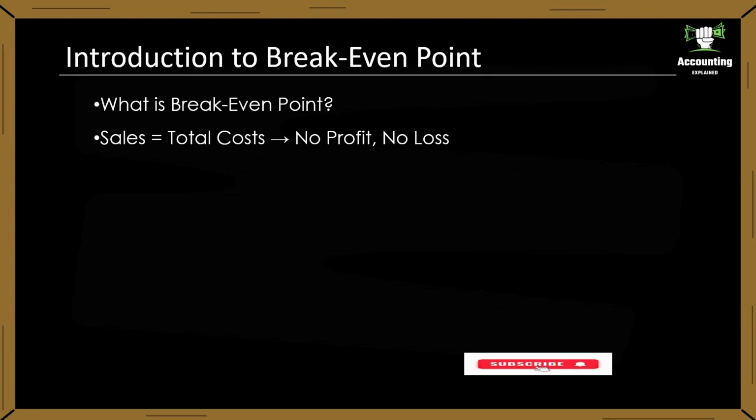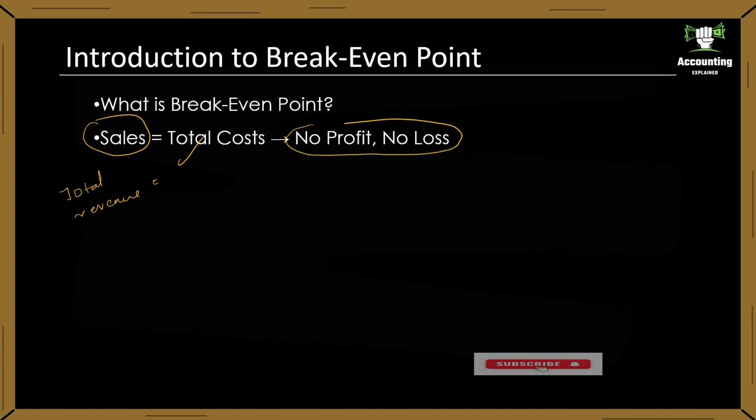Break-even point is the sales level where your total revenue or total income will be equal to the total cost. And at this point, there will be no profit or no loss. That is zero profit. We are going to explore now why break-even point is so crucial for business planning.